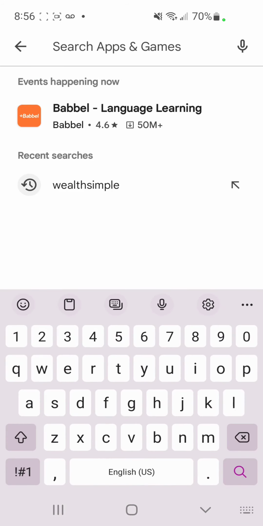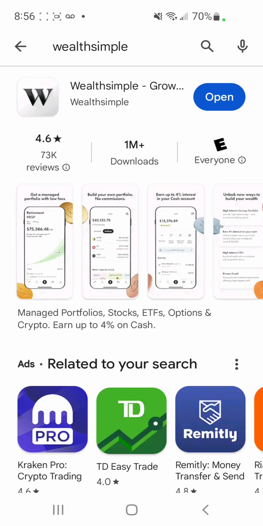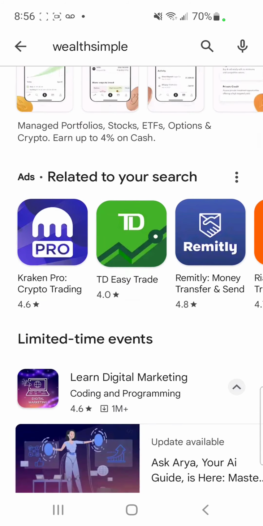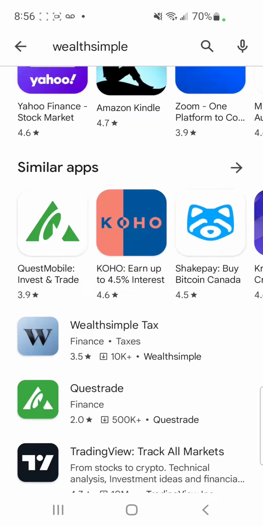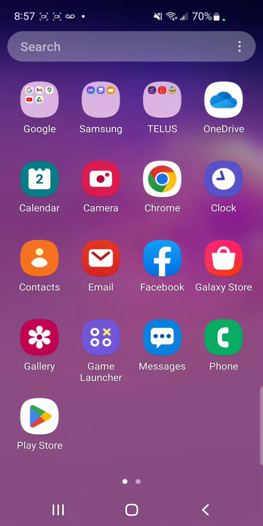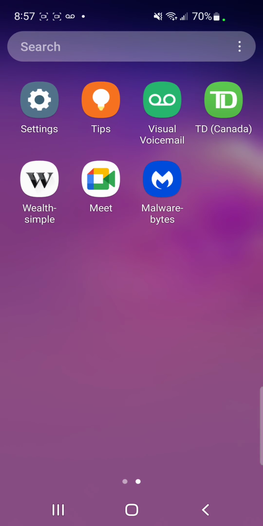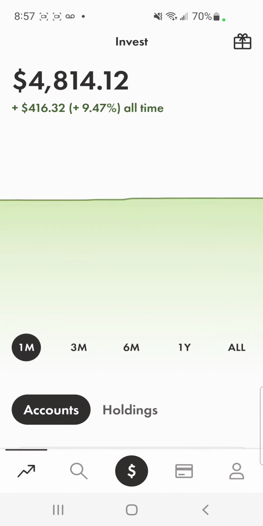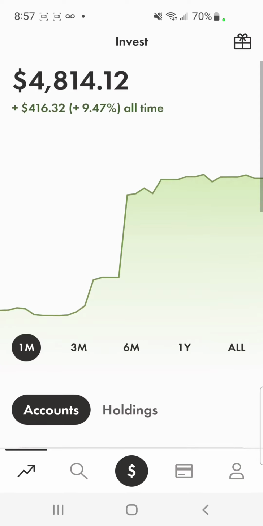So to get Wealthsimple, you just go to the App Store and type that name in. I've already downloaded it. It's the one with 73K reviews and over 1 million downloads. Once you've downloaded it, you're ready to start. Just navigate to it. Here it is, Wealthsimple. And this is what opens up.